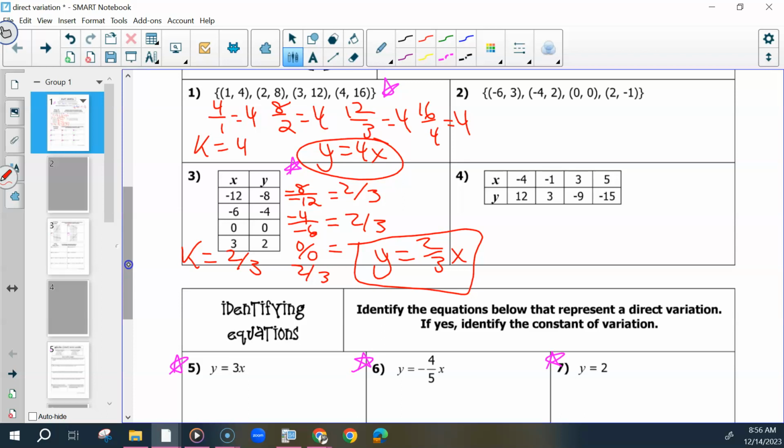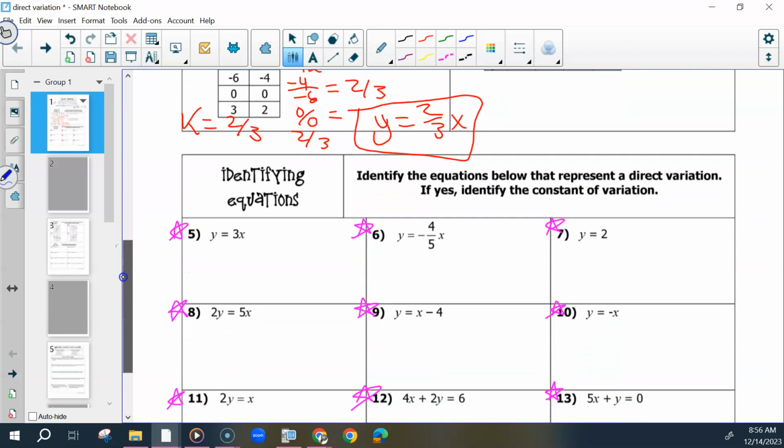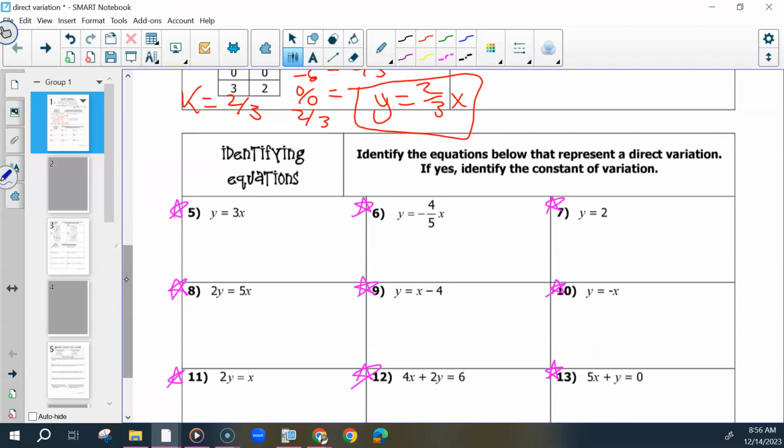So keep that in mind. It may not always give you the constant, especially if it has 0, 0. Questions so far? This next part, we're just going to identify, is this direct or not, based on does it look like the equation that we wrote down before? Is this direct?